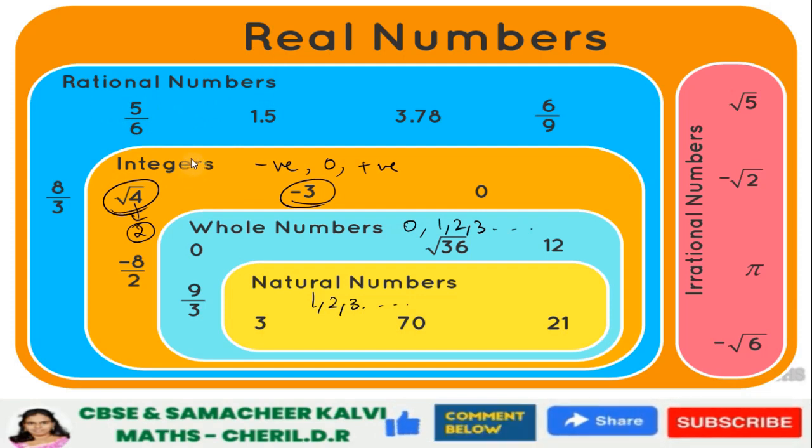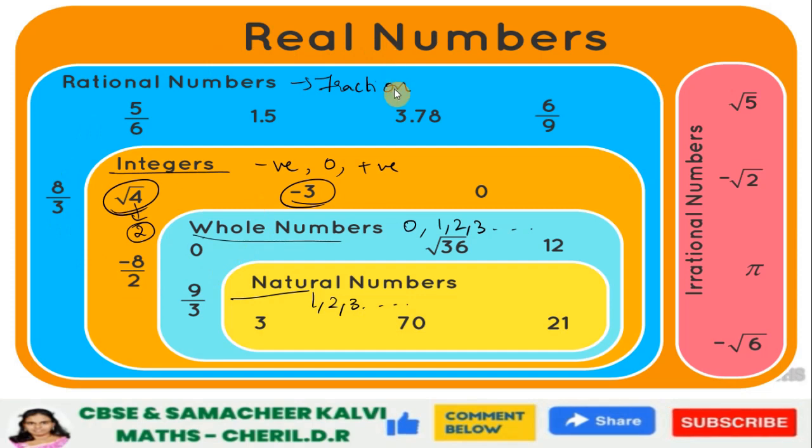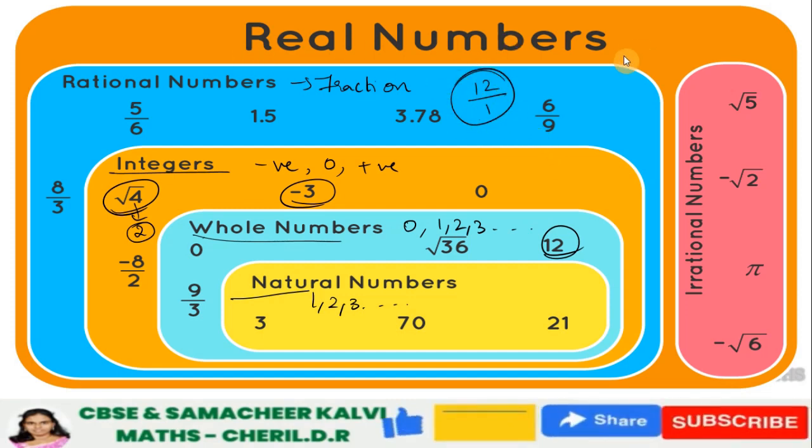For rational numbers, we see that they are all written as fractions. Any number can be written as a fraction, that is, integers, whole numbers, natural numbers, all these can be written as fractions. For example, 12 can be written as 12 by 1 also. So this is your rational number. Okay, and next is your irrational number.